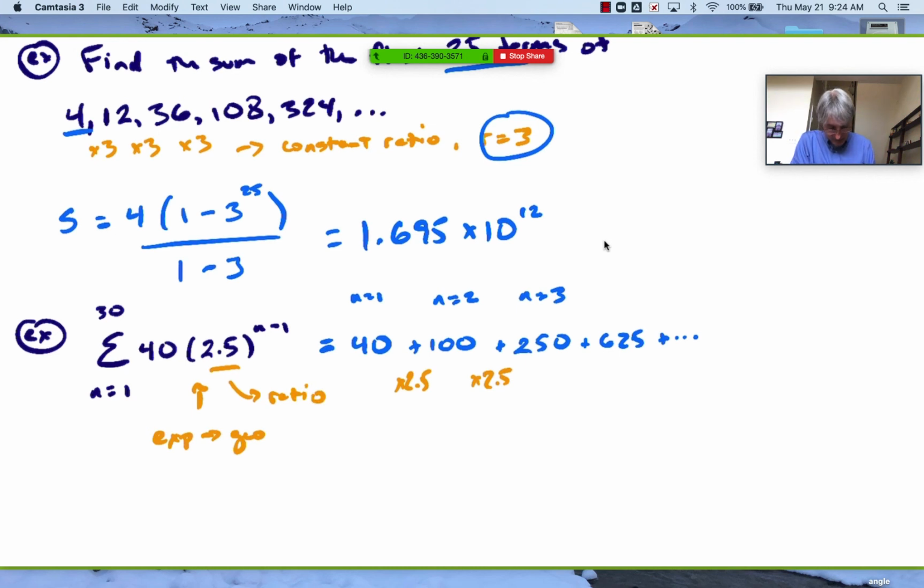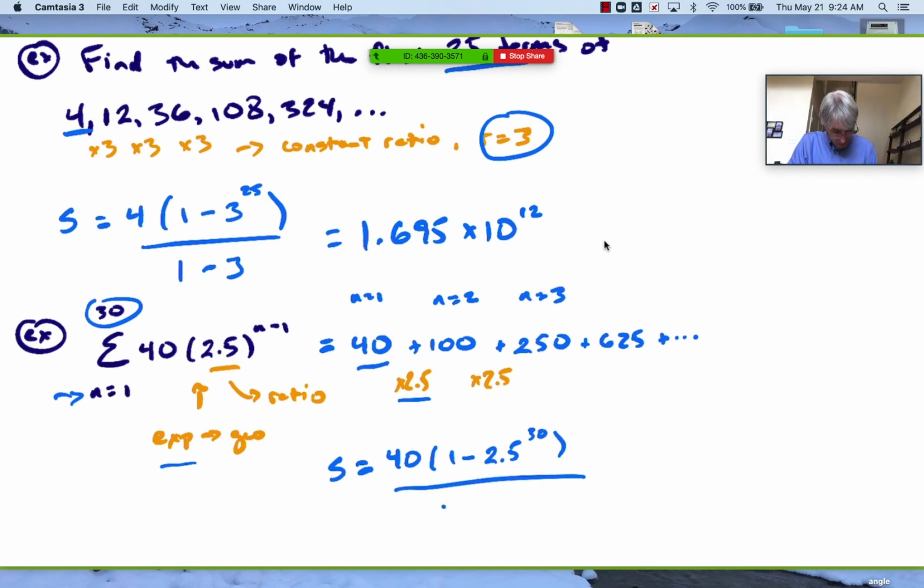And then in order to find the sum, I need to know 3 things. I need to know the first term, which is 40. I need to know the ratio, which is the 2.5, the base of the exponential function. I need to know the number of terms. And here, because it starts at n equals 1, 30 is the number of terms. In general it's top minus bottom plus 1, but when the bottom is 1, then that's going to be the number of terms, over 1 minus the ratio. And again, calculator manipulation, and a pretty large number, 2.313 times 10 to the 13th.